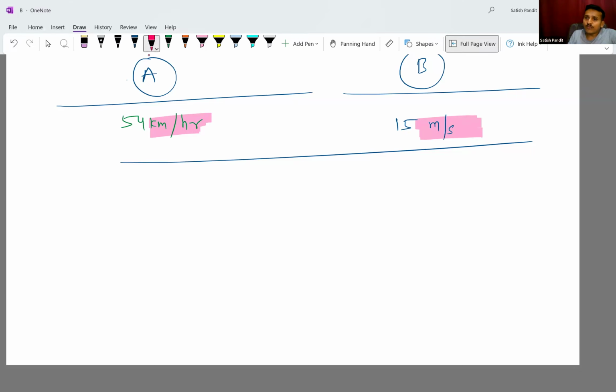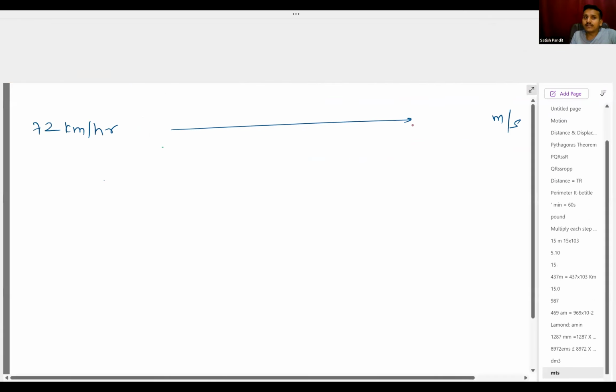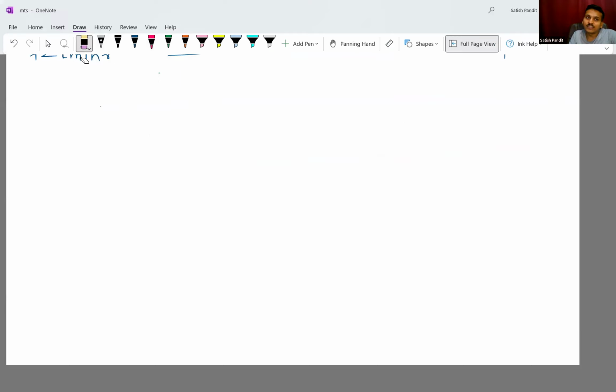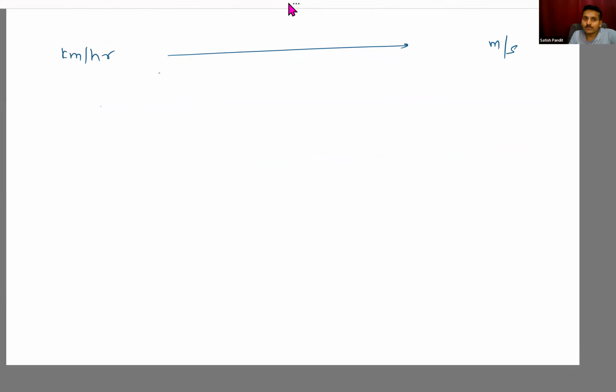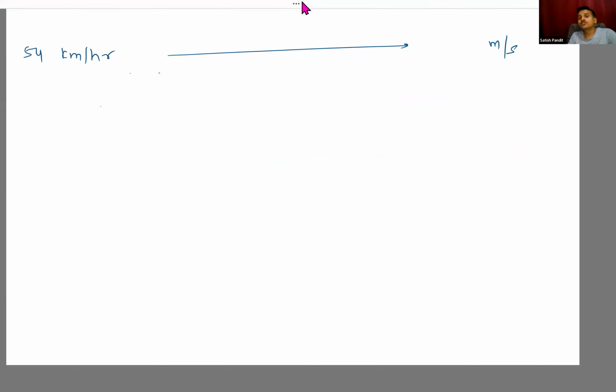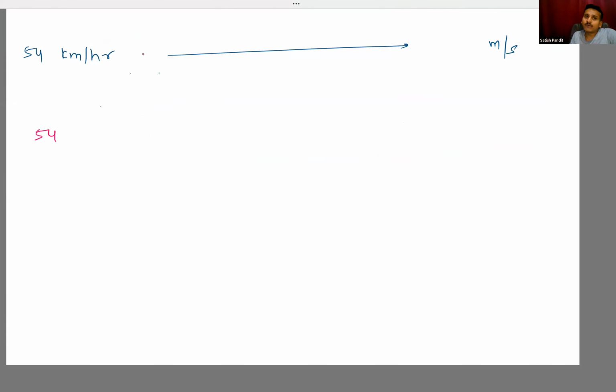So that is what we are going to learn. How do we convert to make the unit same? So I want to convert 72 kilometer per hour into meter per second. Otherwise I'll take 54 itself. I will take 54 kilometer per hour and convert that into meter per second. So look at the rule. How do we do it? See, 54 kilometer per hour. I can write 54 kilometer by hour.